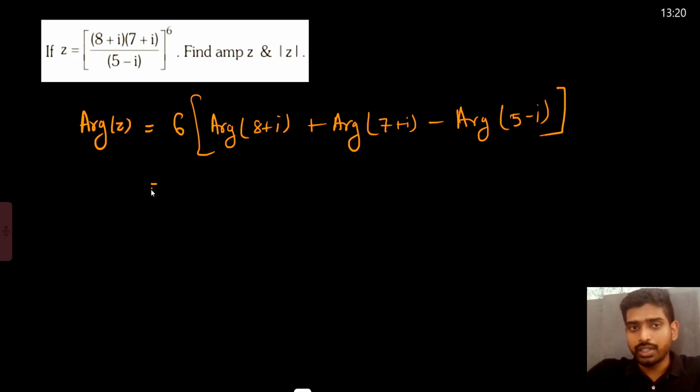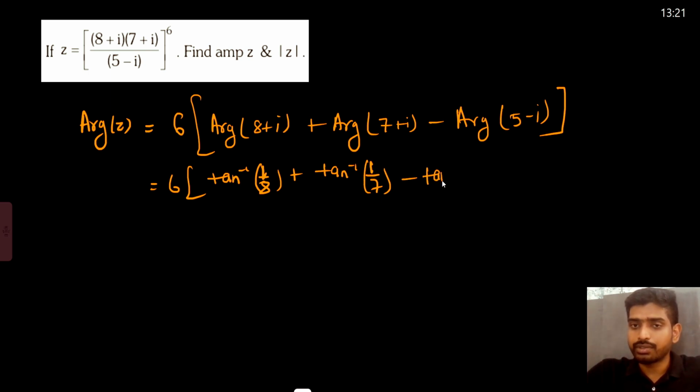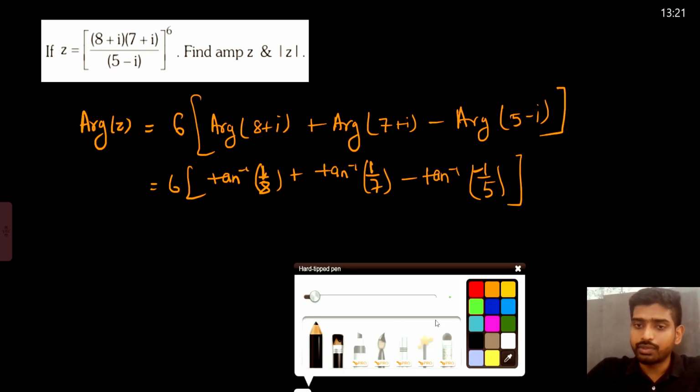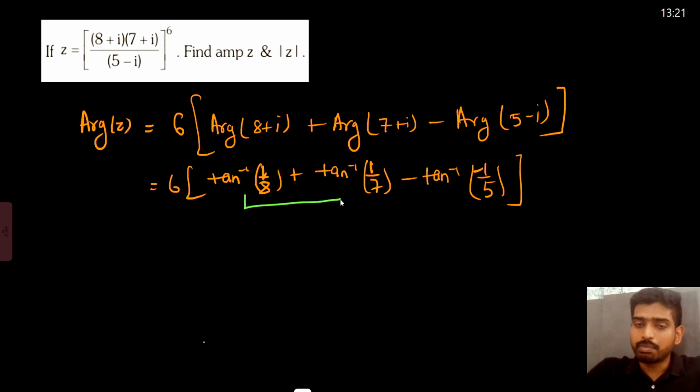So this we will solve. Here we'll get 6 times: the argument of this complex number is tan inverse 1 by 8, plus the argument of this complex number is tan inverse 1 by 7. The argument of this complex number will be minus of tan inverse 1 by 5. Now this minus will come out and it will become plus. First we'll solve these two. We'll apply the formula of tan inverse A plus tan inverse B.